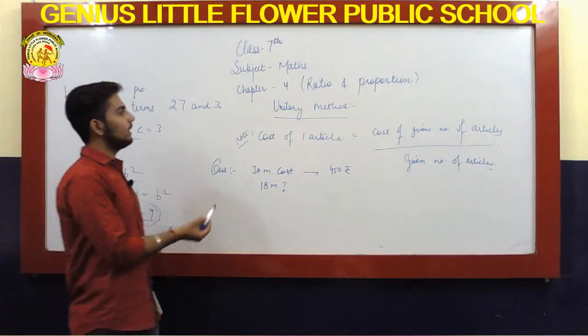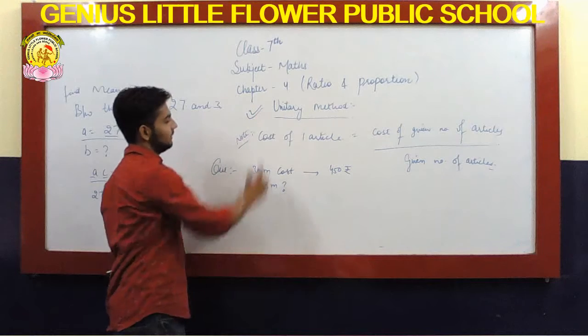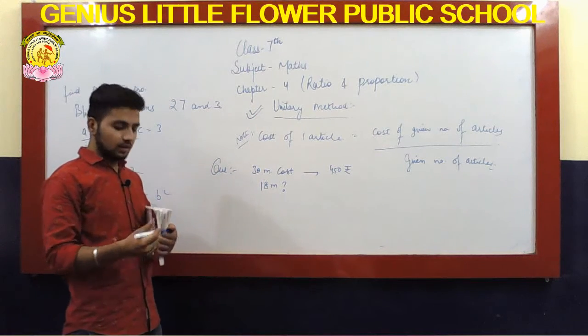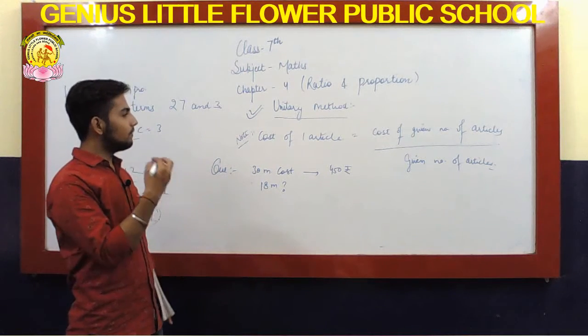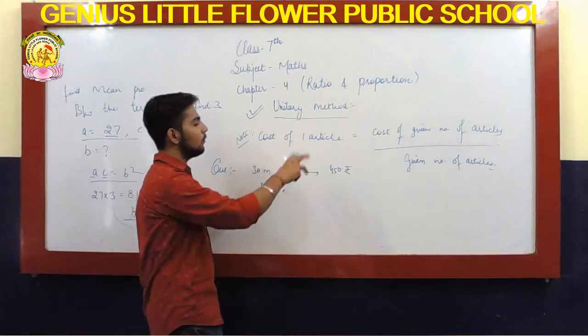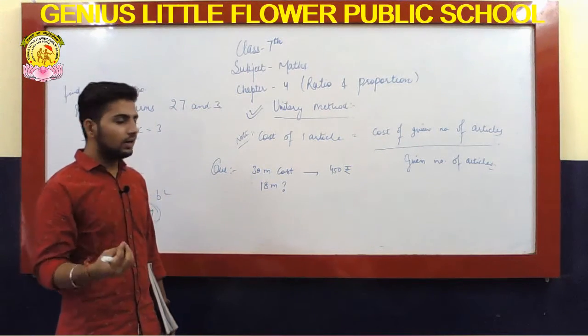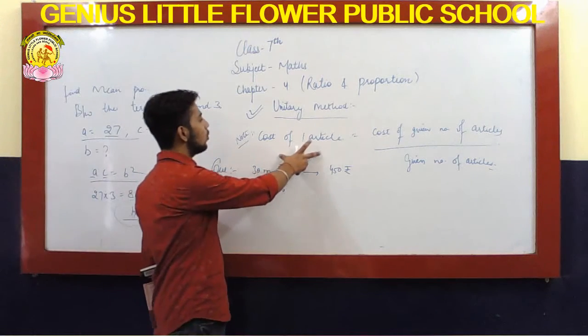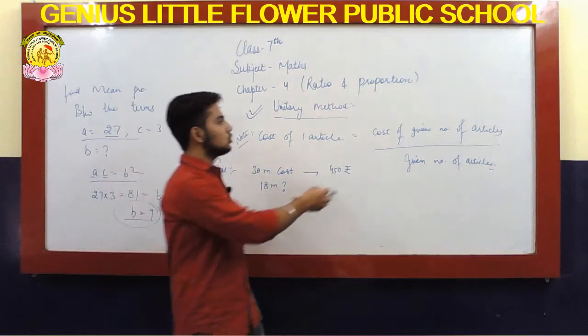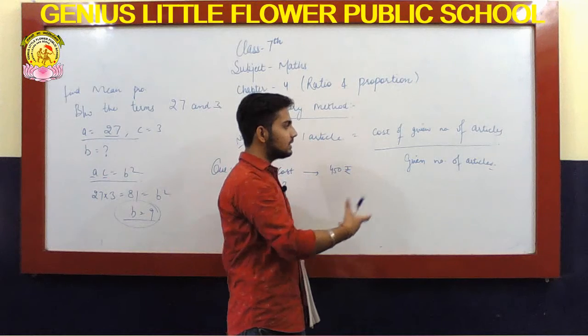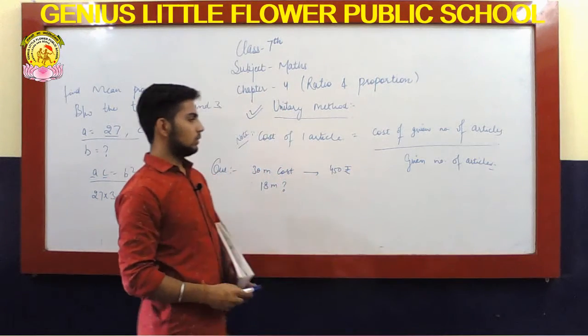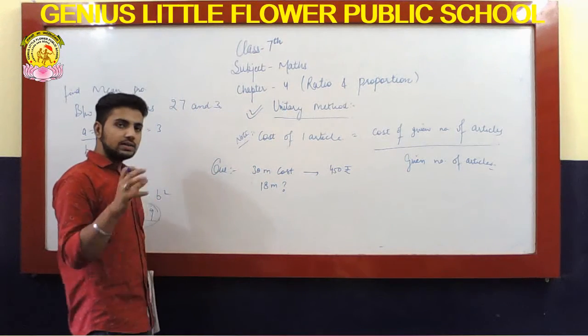So now we are moving to our next method, which is the unitary method. If you are given some amount and you are told that this number of articles costs this much, you have to find the value of only one article. The formula is: the cost of one article is the cost of the given articles divided by the given number of articles. So we are going to solve according to these questions.